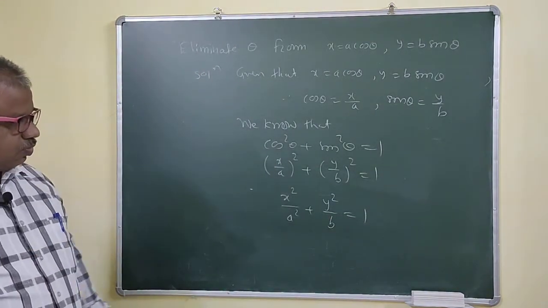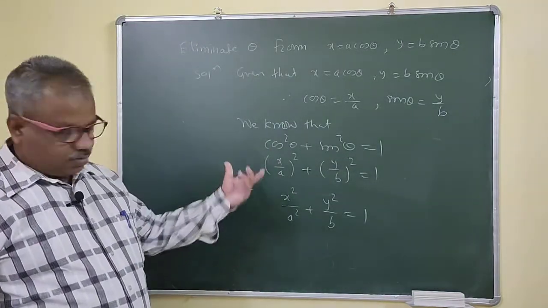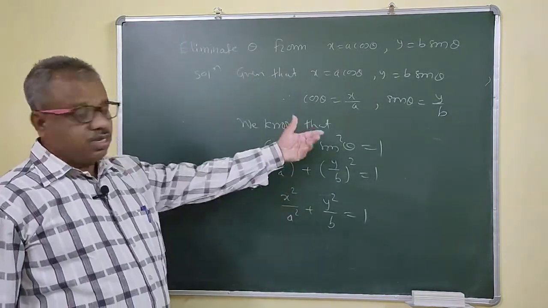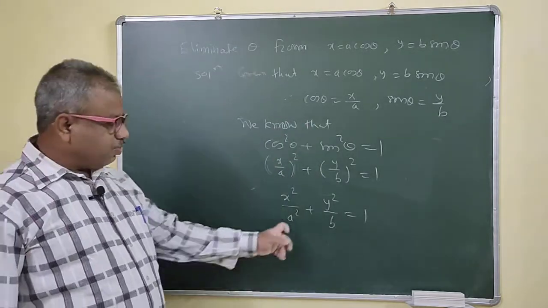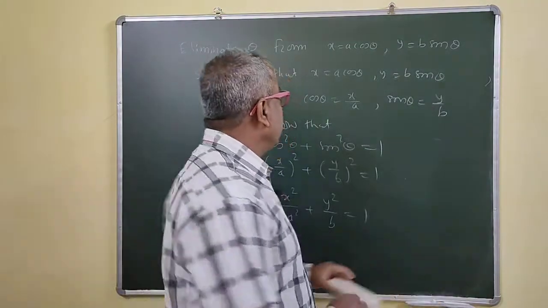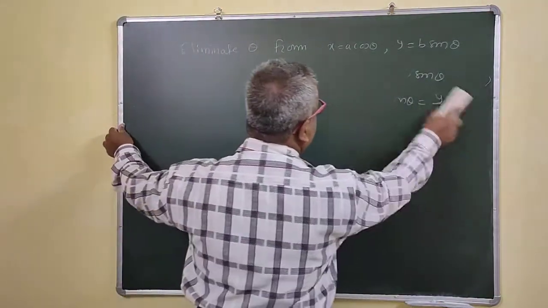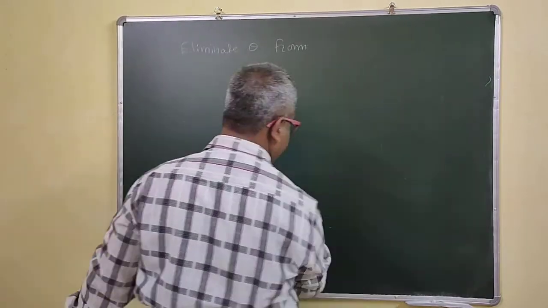So apply the fundamental identity. This is from the fundamental identity. You have removed your theta. So now here see, theta is eliminated. So theta is eliminated here. Now again, eliminate theta from. We take the next problem.